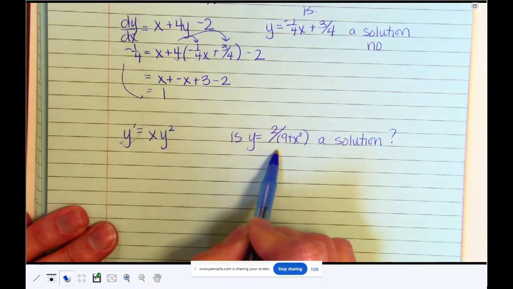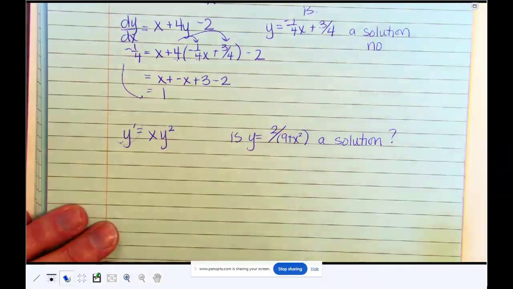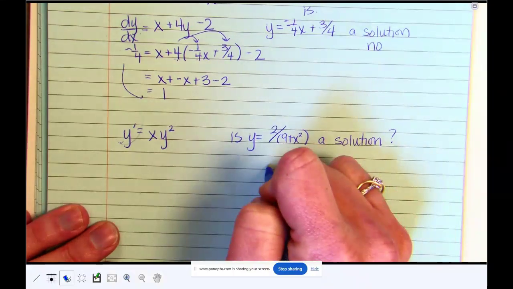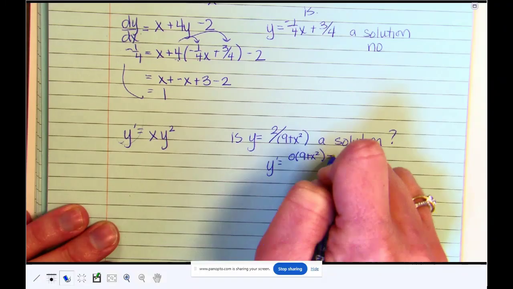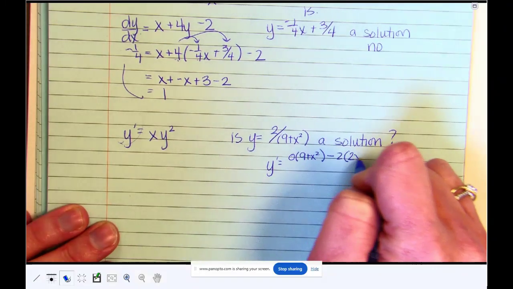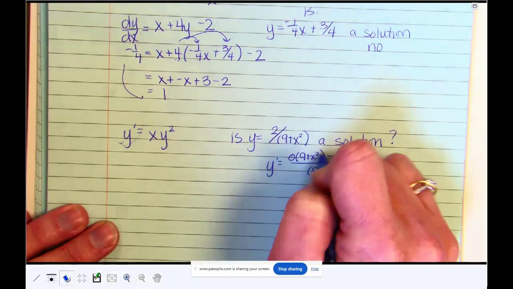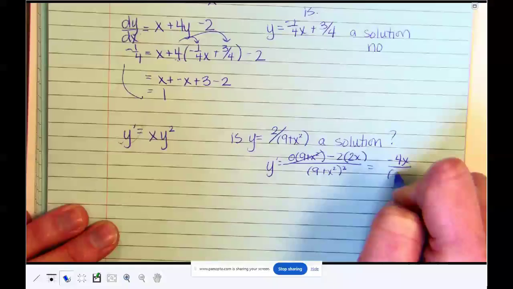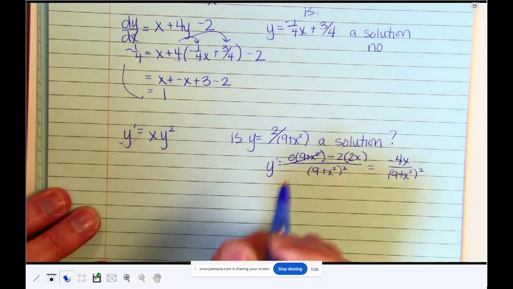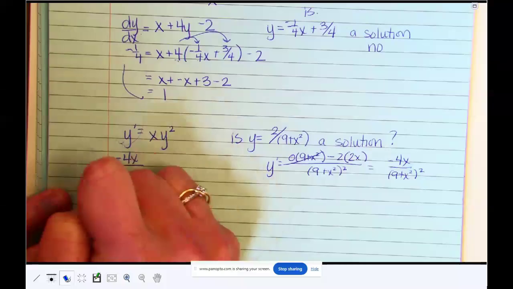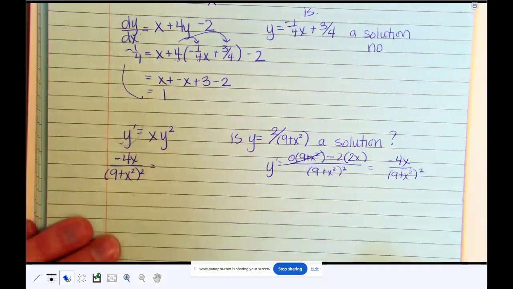Y prime, so I come over here and I do the derivative of this, which you should probably use the quotient rule. Or you can move your 9 plus x squared up, but it's easier to use the quotient rule on this one. So y prime, derivative of 2 is 0 times the bottom minus the top, the derivative of the bottom is 2x, over the bottom squared. So this is negative 4x over (9 plus x squared) squared. There's your derivative. So that's y prime. So negative 4x over (9 plus x squared) squared equals, this says x times y squared.